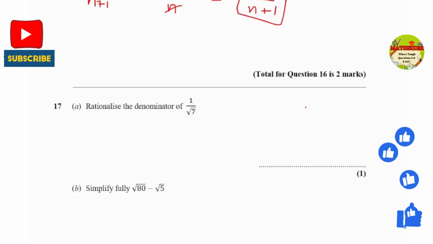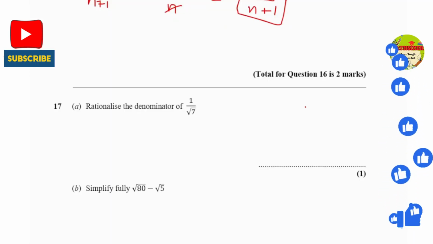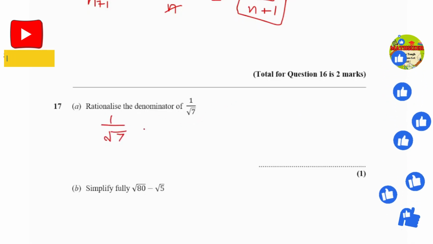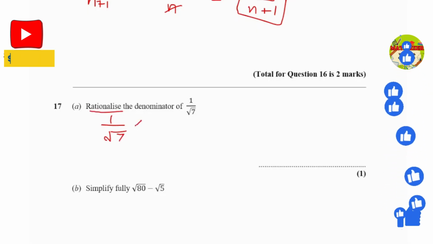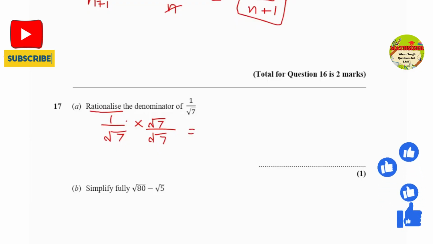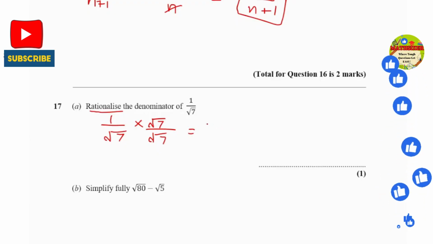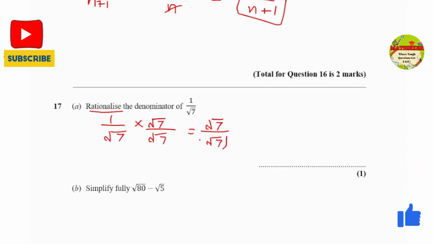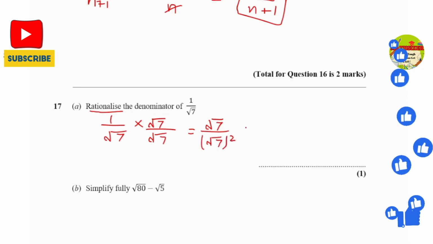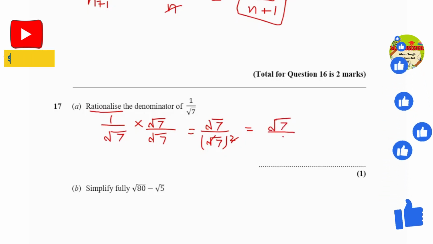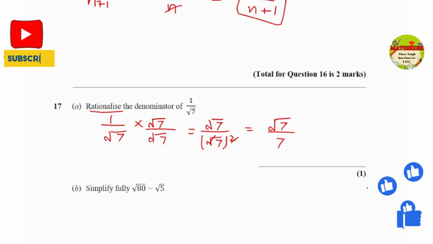Question number 17. It says rationalize the denominator of 1 over root 7. So if you need to rationalize it, you need to times it by root 7 and divide it by root 7. 1 times root 7 is going to give us root 7, and root 7 times root 7 is root 7 squared, because it's multiplying two times, and the square root and the square cancel out. So we will get root 7 over 7, and it's only 1 mark.